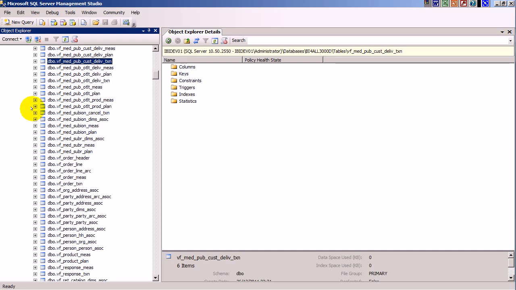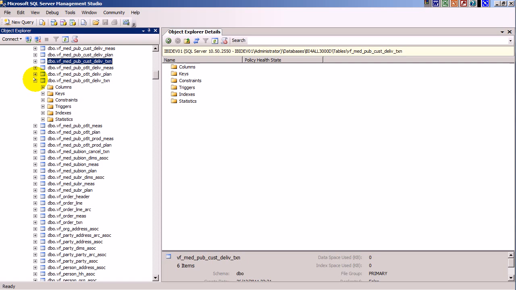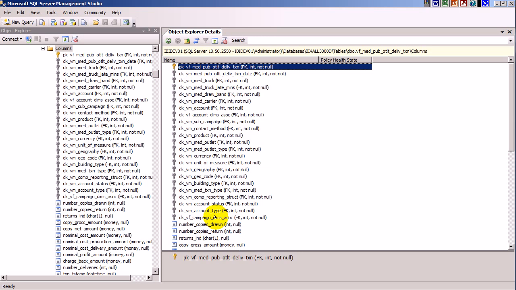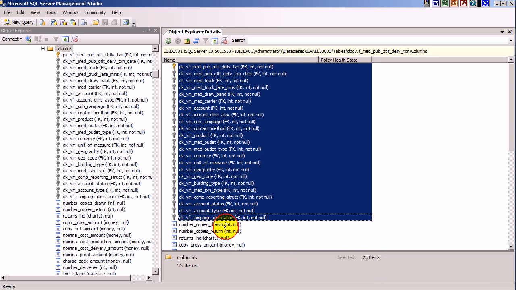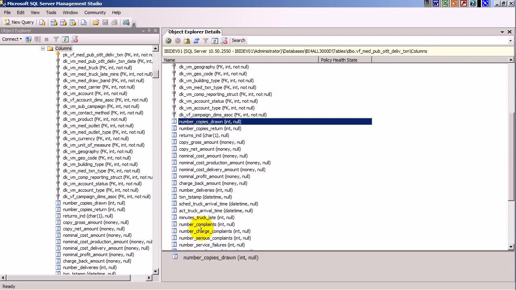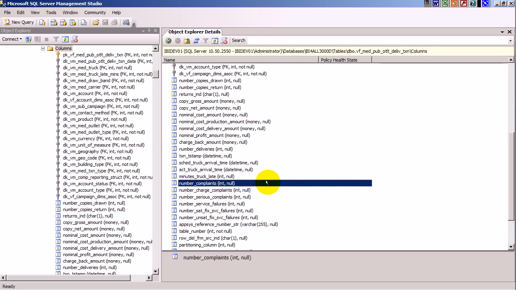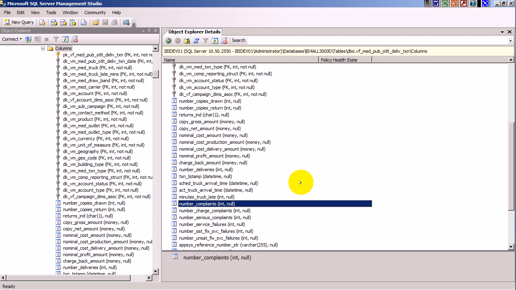going on better. And then outlet delivery transaction, obviously going to the outlet through a truck, and again 23 links, and same sort of information, except there's things like scheduled truck arrival time, actual truck arrival time, number of minutes the truck is late, and the complaints against the trucks for delivery of the newspapers or magazines. Typically the service complaints and things like that are against newspapers, because there's a time critical element of newspapers.